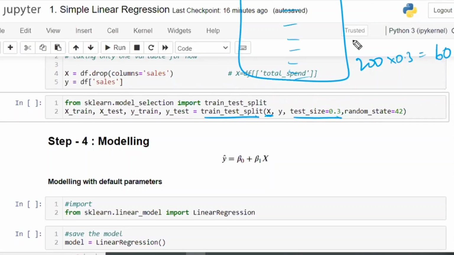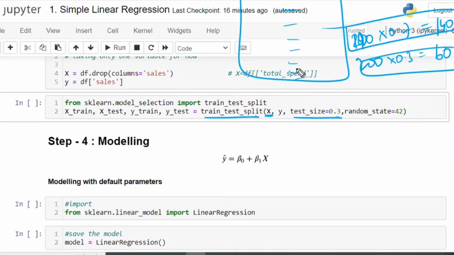Now for training purpose, you are going to use only 140 records. 200 into 0.7 is 140. 140 records are used for training purpose and 60 records are used for testing purpose. The machine doesn't know whether these 60 records are there or not. It knows only these 140 records.